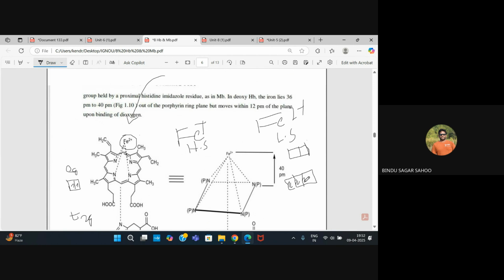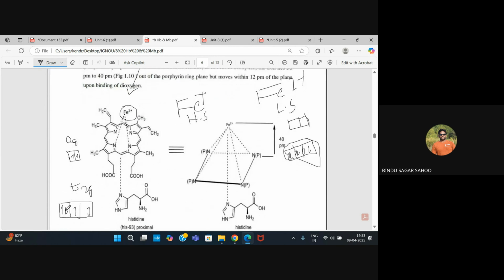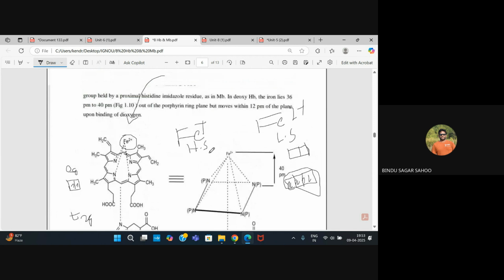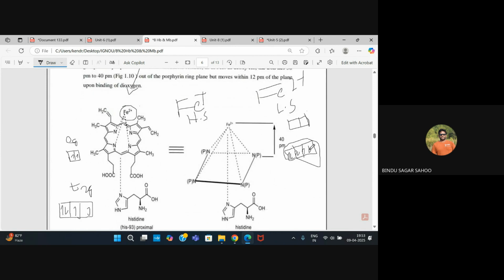When the 6 electrons occupy the 3 t2g orbitals, that is low spin. But in high spin, out of the 6 electrons, 4 occupy the t2g and 2 occupy the eg. That's why the size is a little bit bigger. But when the 6 electrons occupy within 3 orbitals, the size decreases. So suddenly, when Fe2+ combines with oxygen, its configuration changes. It gets converted from Fe2+ high spin to Fe2+ low spin. So when Fe2+ low spin is available, its size is a little bit smaller compared to Fe2+ high spin.